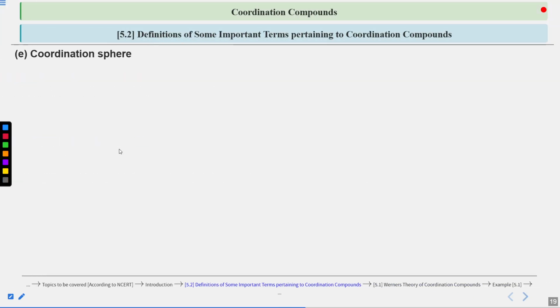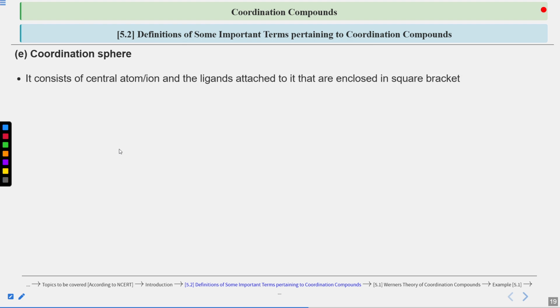Let's see the next important term, that is coordination sphere. This consists of the central atom or ion and the ligands that are attached to it, enclosed in square brackets. The ionizable groups are written outside the bracket. So basically the coordination sphere is the square bracket area, where the coordination entities are present.